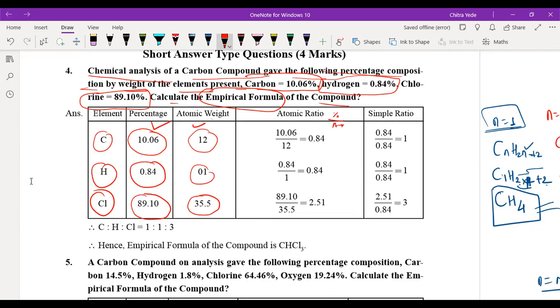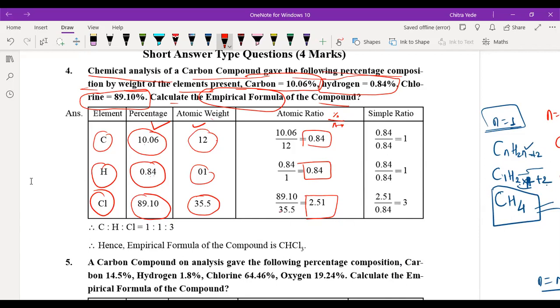So that will become 10.06 divided by 12, which is 0.84. For hydrogen, 0.84 divided by 1 is 0.84 itself. Now we have 89.10 divided by 35.5, which gives 2.51. Now we have to convert that into a simple ratio.